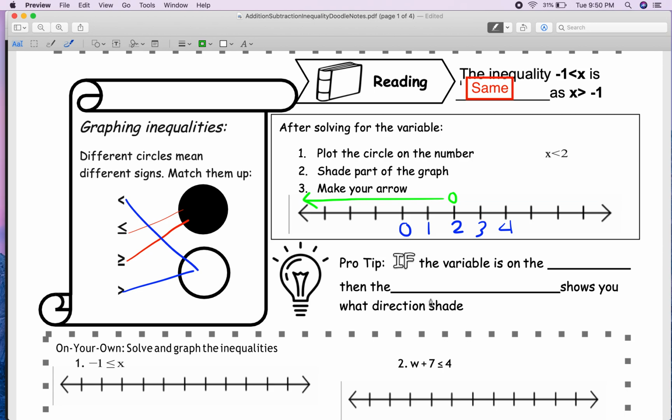Pro tip: if the variable is on the left side, then the arrow shows the direction that you should shade. We did see this yesterday. I'm going to choose a color up here. If our inequality is going this way, then our arrow will be as well, but that's only if the variable is on the left side. If it's on the right side, you do need to flip it and change it.